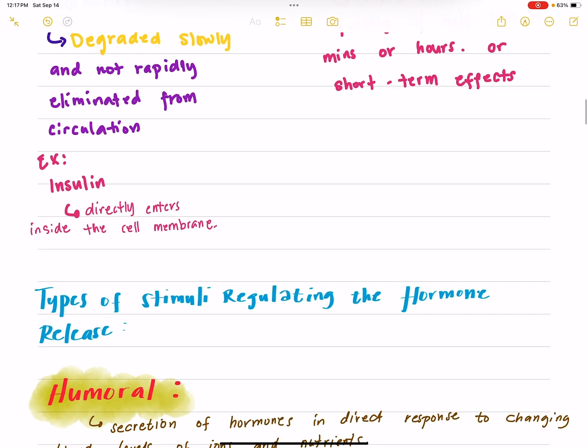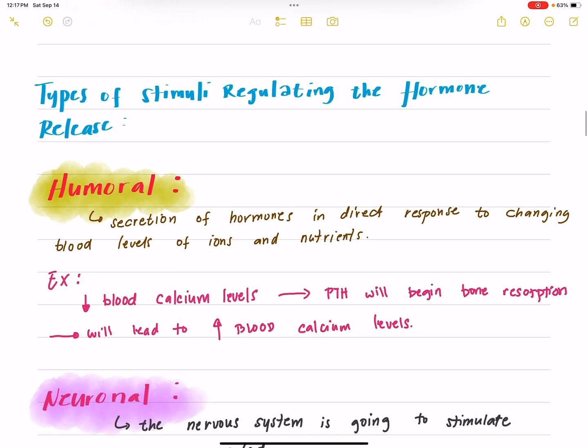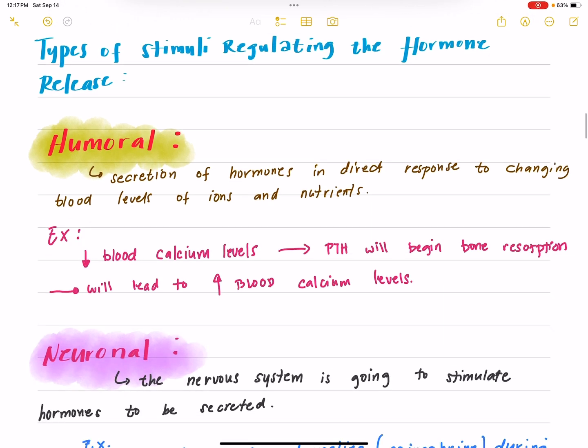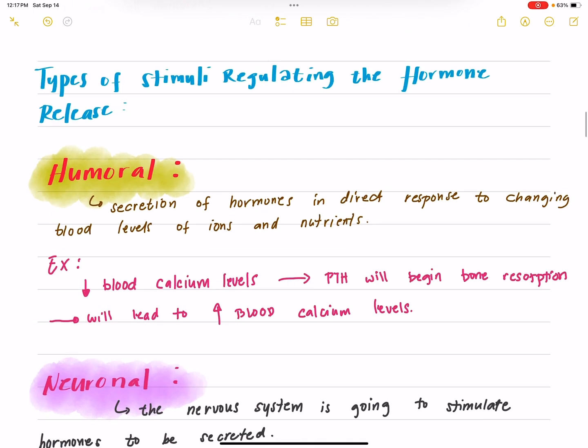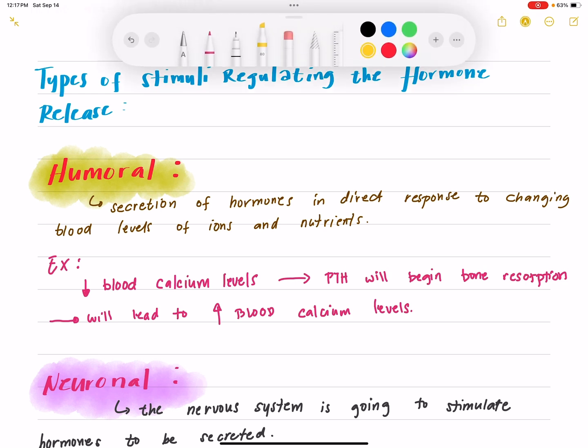Okay? So, types of stimuli regulating the hormone release. We have the humoral, neuronal, and hormonal. So sa humoral, secretion of hormones in direct response to changing blood levels of ions and nutrients. So example, nag-decrease ang aton calcium blood levels. Okay, so ang matabo sina ang PTH will begin bone resorption.